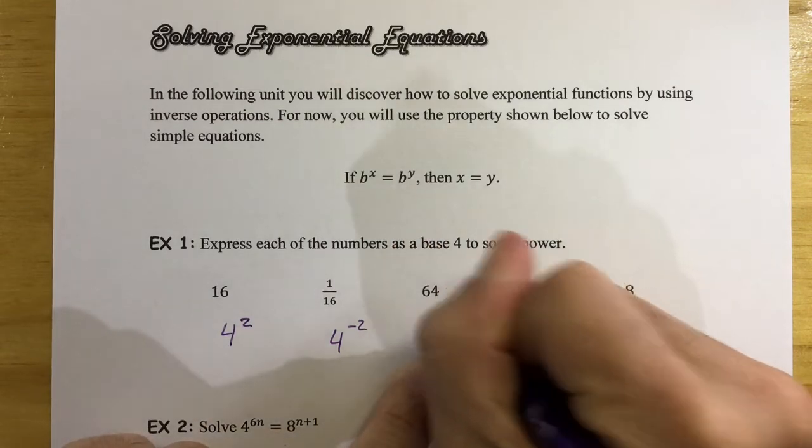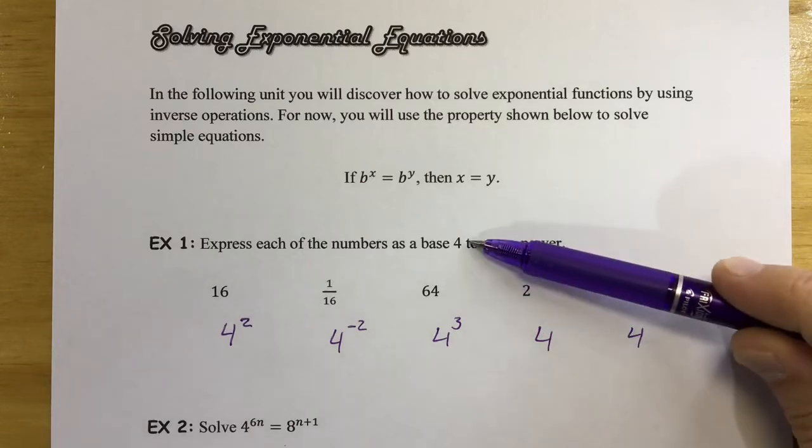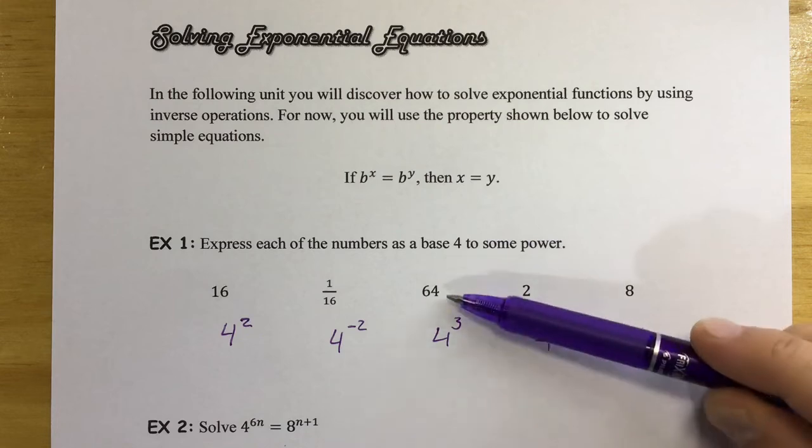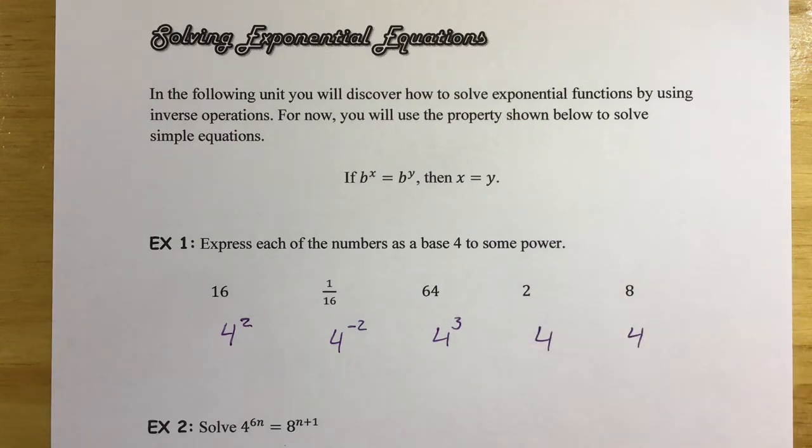64 is 4 cubed. That is a very good one to know if you don't already. It is also true that 64 is 8 squared, but what we need in our problem is to have a base 4. So 64 happens to also be 4 to the 3rd power.